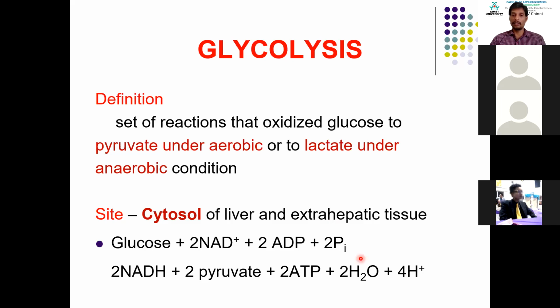So what is the summary of this reaction? Glucose plus 2 NAD plus 2 ADP plus 2 inorganic phosphate gives 2 NADH plus 2 pyruvate (or 2 lactate), 2 ATP, then 2 water plus 4 protons. This is the summary of this.